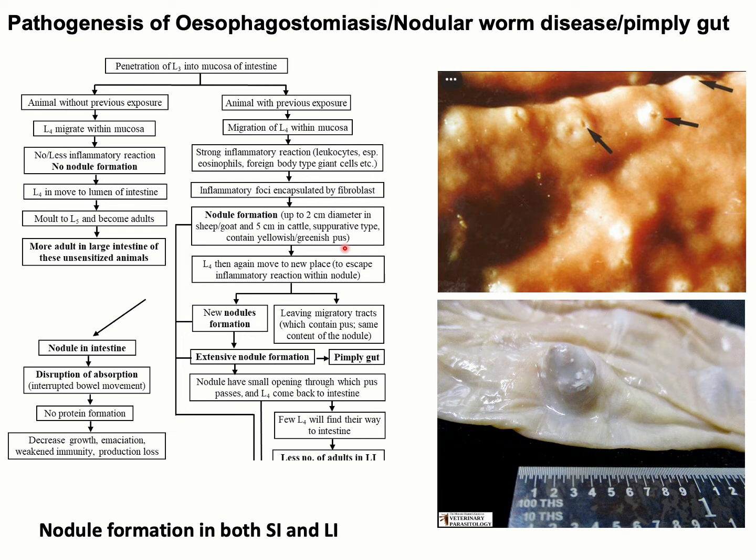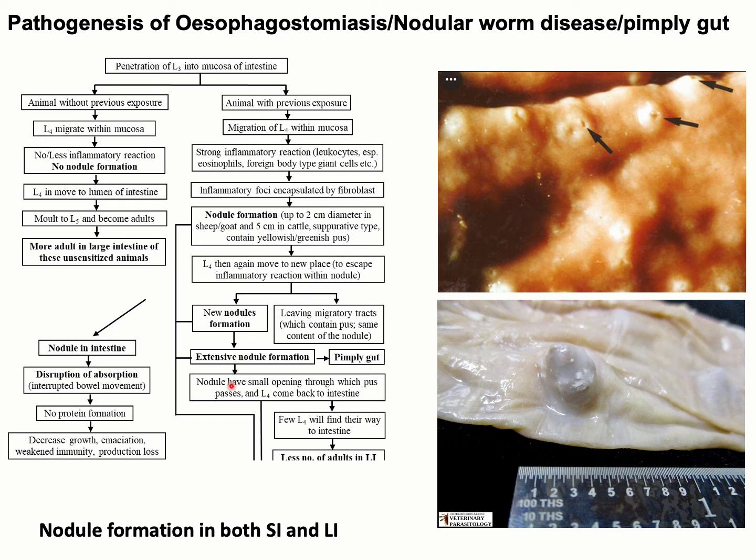greenish pus, and this L4 again leaves the nodule and they will start migrating in the wall of the intestine, and they will again start producing new nodules having the same content due to the inflammatory reaction. So there will be new nodule formation, and also this L4 will leave the migratory tract that will also contain the pus, that is content of the same nodule. So there will be extensive nodule formation, and this condition is called pimply gut.